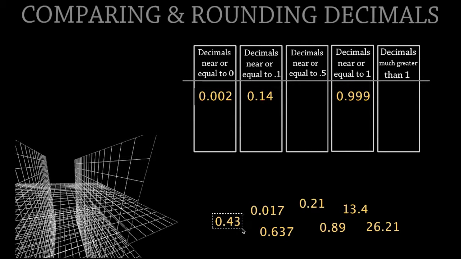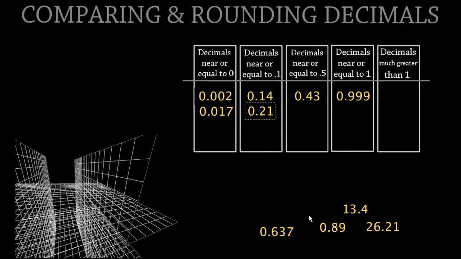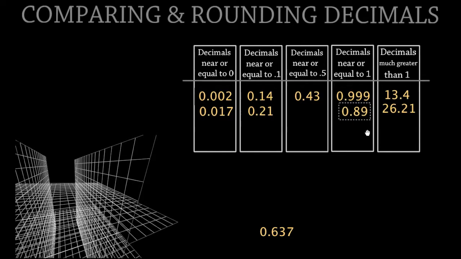I have 43 hundredths, which is about a half, or about 5/10. I have 0.017 or 17 thousandths. That's another number that's very close to 0. I have 21 hundredths, which is close to 1/10. I have 13 and 4/10, which is quite a bit more than 1. I have 26 and 21 hundredths, which is also a lot more than 1. I have 89 hundredths. That's close to 1. And I have 637 thousandths, which is a little more than 5/10, but about 5/10.